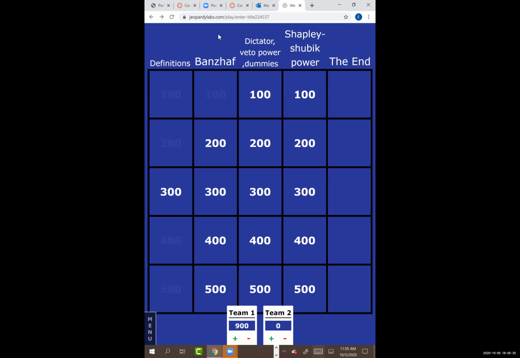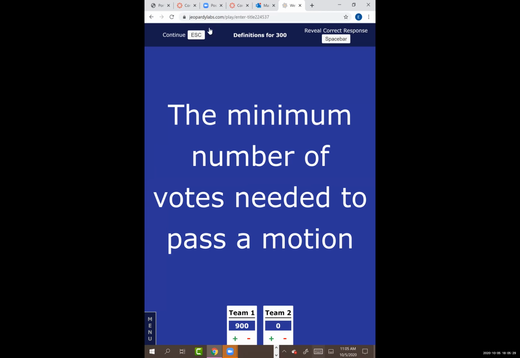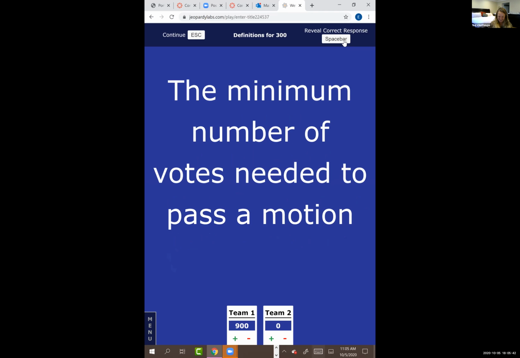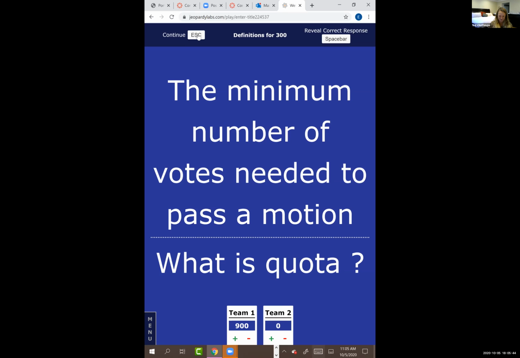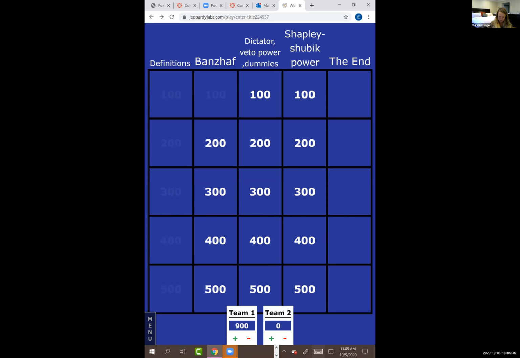I'll do definitions for 300. Okay. So the minimum number of votes needed to pass a motion. What is quota? Everybody agree? Yeah. Okay, you guys got it. Next. Let's go dictator, veto power, dummies, 100.